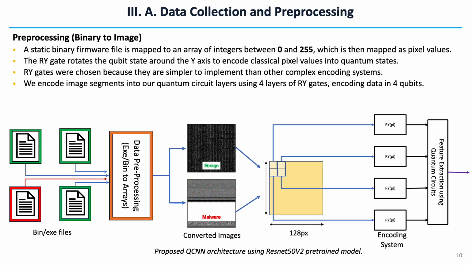After the data collection is done, we provide simple pre-processing, which involves taking binary or exe files, depending on whether it's Windows or Linux. They can be converted into images as seen in this diagram. Once the images are converted, the 128 pixel images are turned into 14 by 14 images after they are encoded and pre-processed using the quantum circuit.